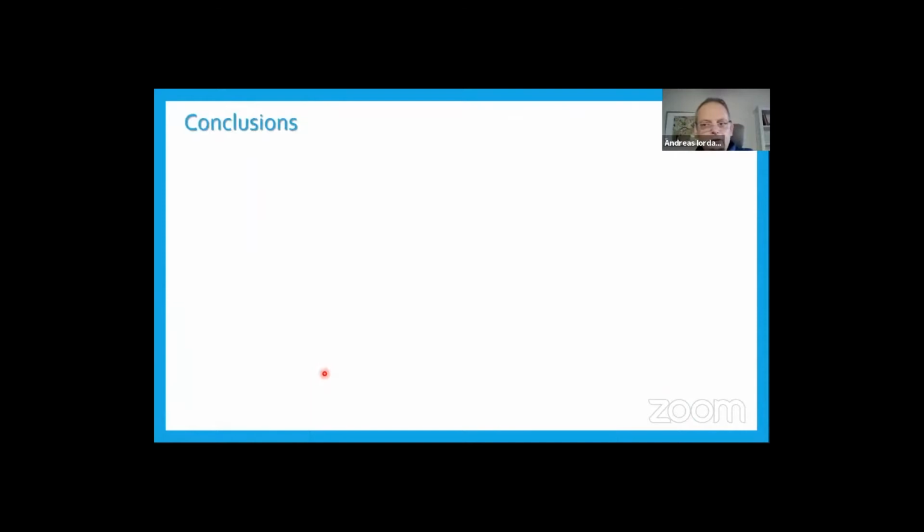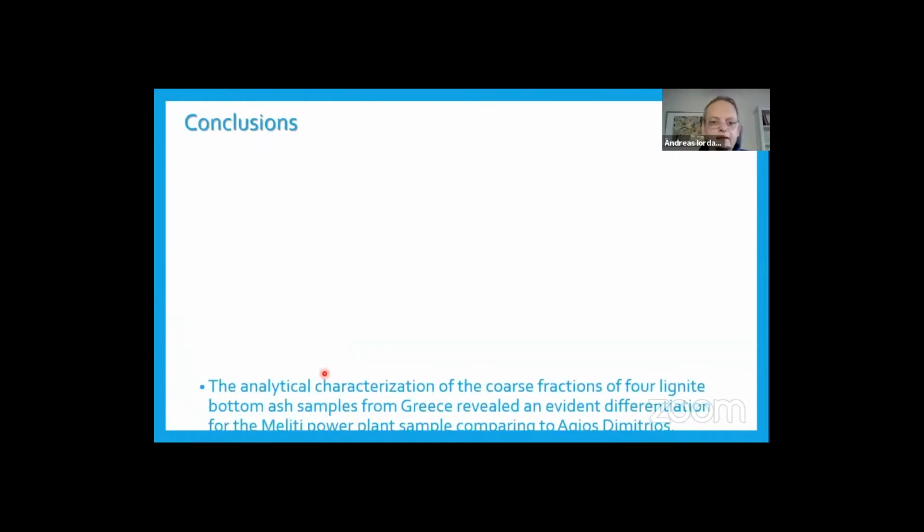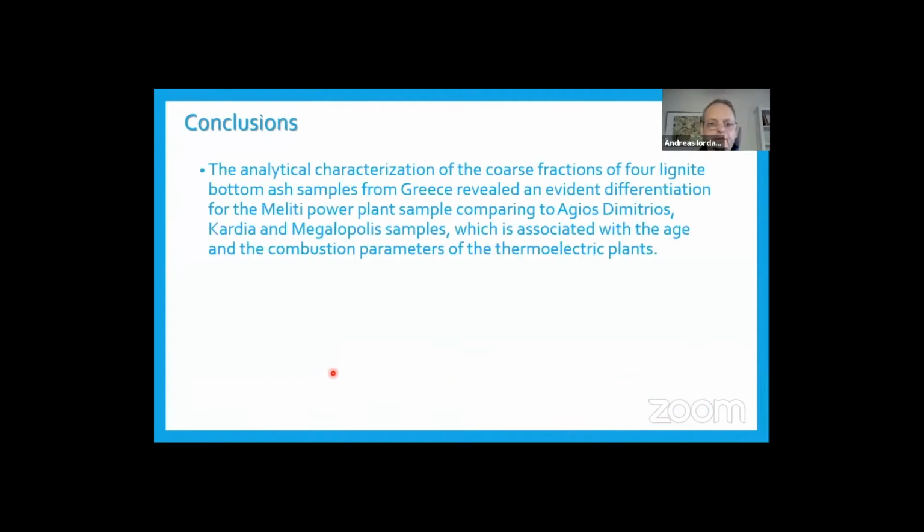So going now to the conclusions, and I will finish my first presentation. What we found in our study, we did analytical characterization of the coarse fractions of the 4 lignite bottom ash samples from Greece, and we found that there is an evident differentiation in the Meliti power plant sample compared to the other bottom ash samples from Agios Dimitrios, Kardia, and Megalopolis.